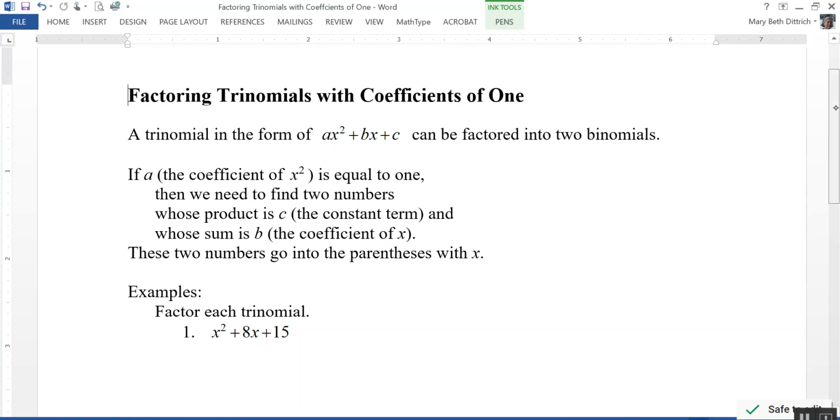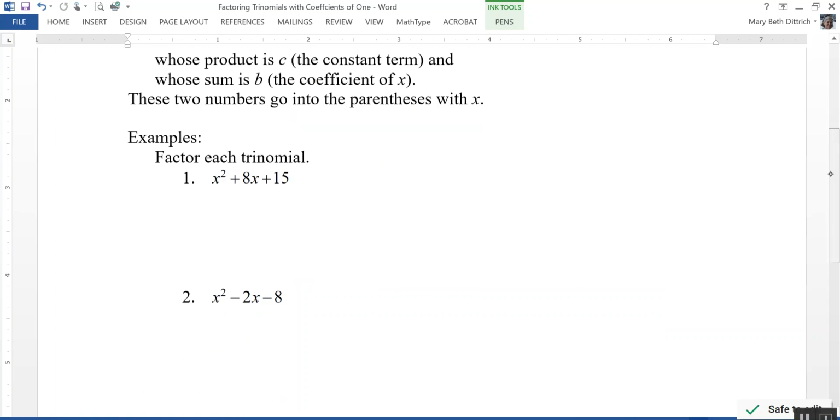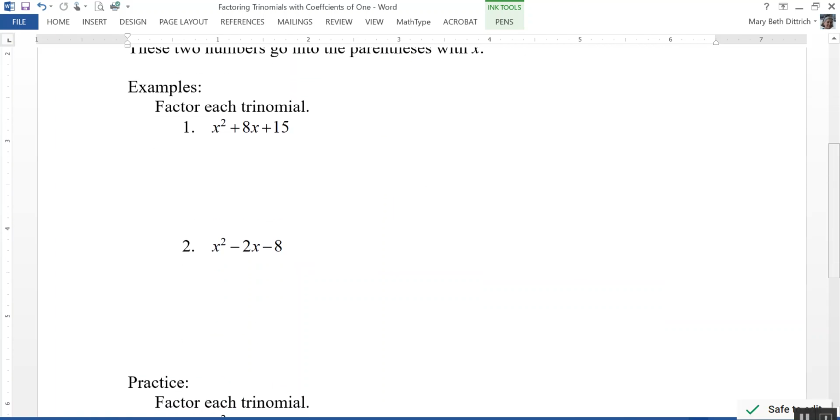Let's take a look at a couple examples here. It says factor each trinomial. So we have x squared plus 8x plus 15. Notice that a, which is the coefficient of x squared, is 1, b, the coefficient of x, is 8, and c, the constant term, is 15.